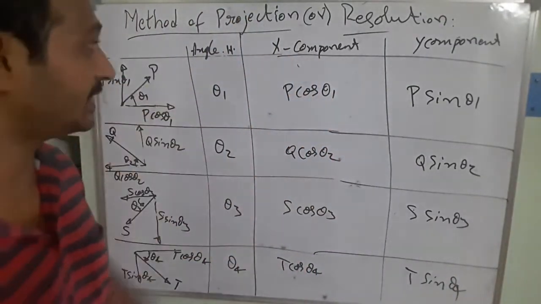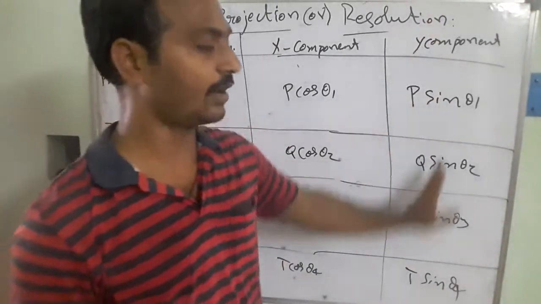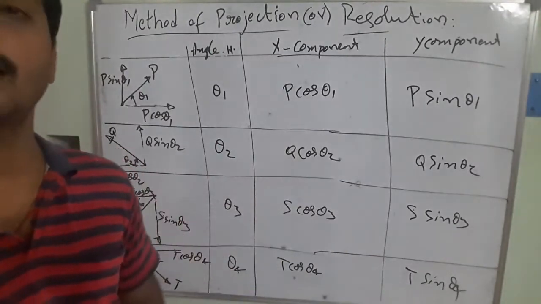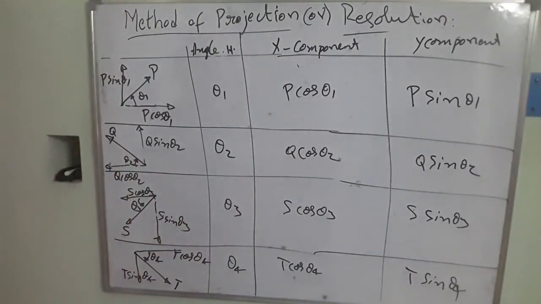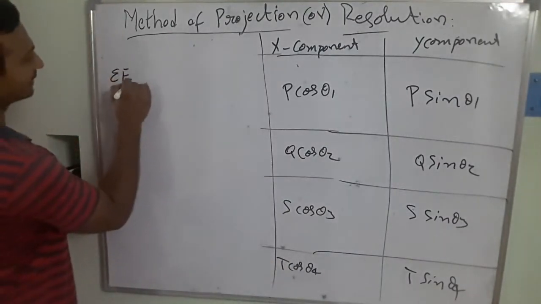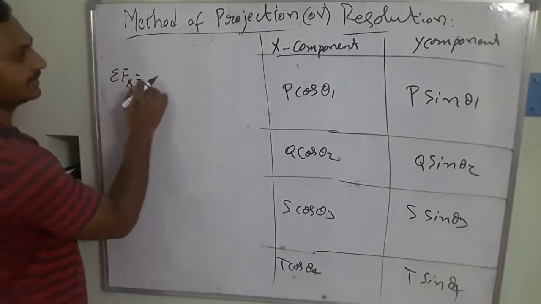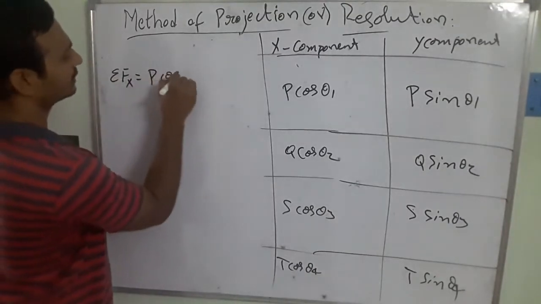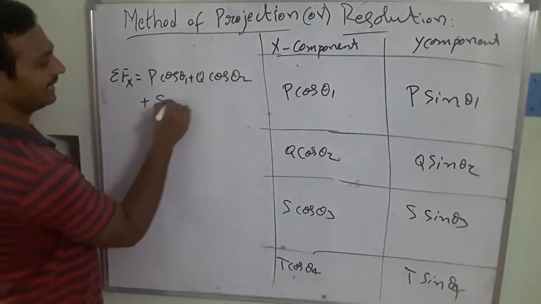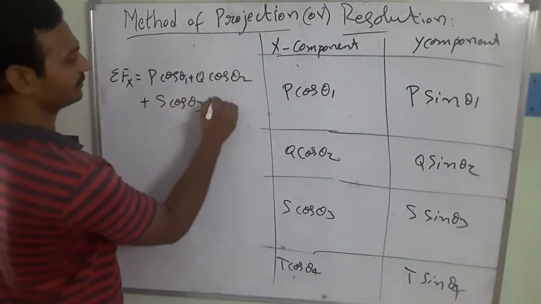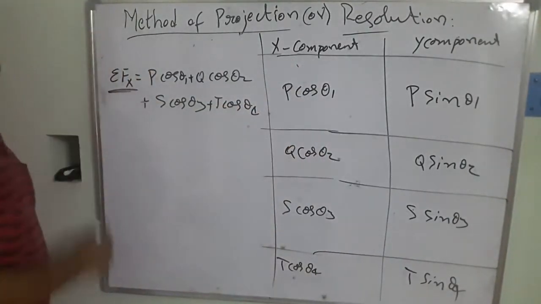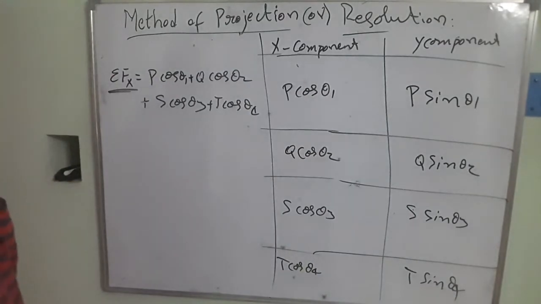We need the summation of these x components, and similarly the y components. Finally we will draw the free body diagram for that, and then calculate the resultant component. By using this table that I am going to write, the summation of the forces in the x direction, sigma f of x, is equal to P cos theta 1 plus Q cos theta 2 plus S cos theta 3 plus T cos theta 4. The addition of all these gives the x component.